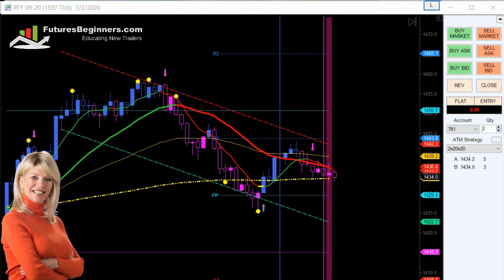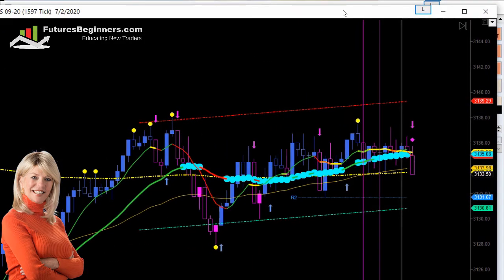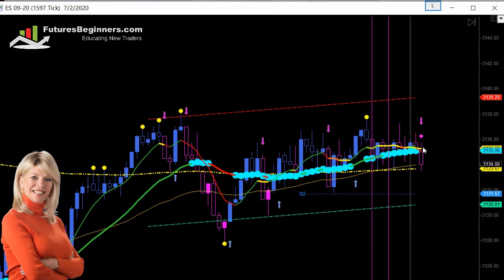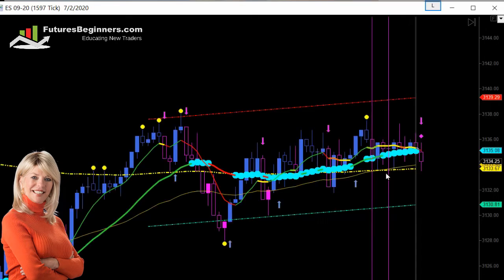ES reversing. Look at this. We've got ES, Russell reversing, 15. We've got Russell, NASDAQ, 15. They're all turning over right now. Let me show you what a good-looking A trade is. This NASDAQ is a kind of wonky-looking trade, but it's pretty good.